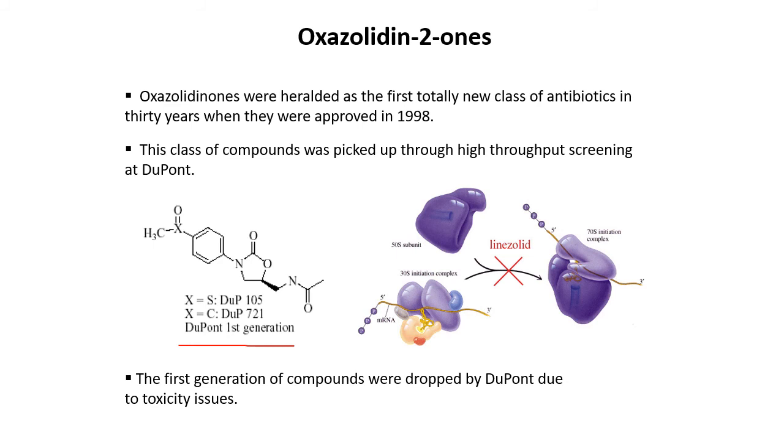And note the basic structure: you have a six-membered benzyl ring here, and this five-membered ring here. This first example was dropped due to toxicity. There are other derivatives, as we will see. What it's believed to do is prevent the 50S and 30S subunits of the ribosome coming together to make the initiation complex. So it inhibits this coming together of ribosomal components. And if the components don't come together, then the ribosome can't work and can't make proteins. So again, a very different structure from the other ribosomal active drugs we've seen to date.